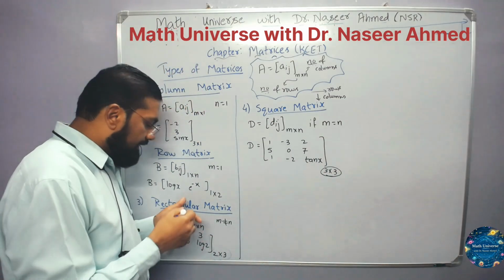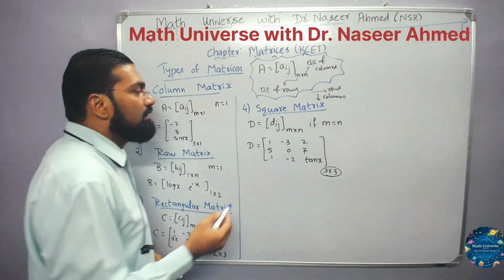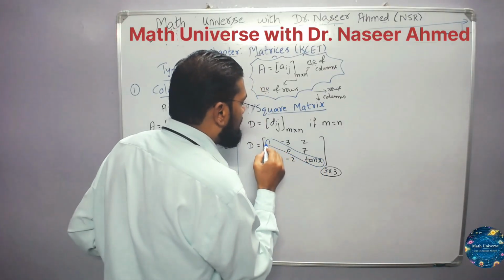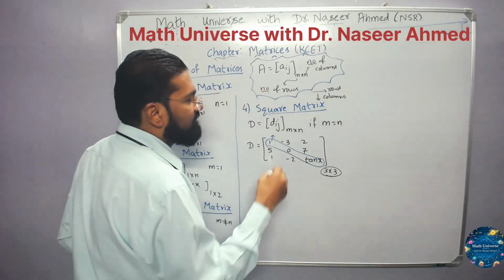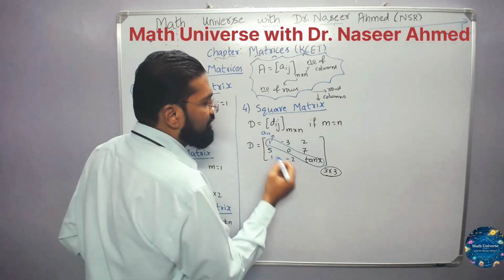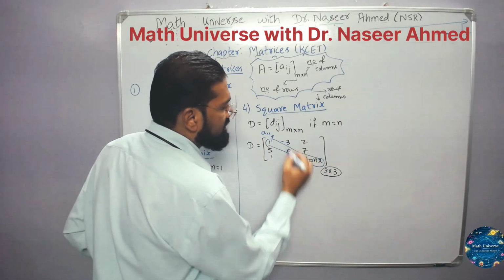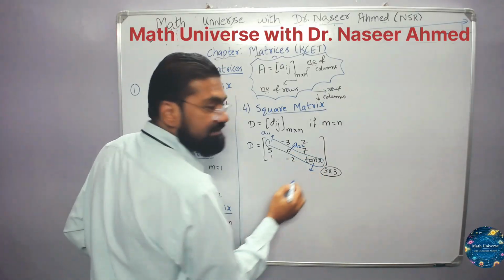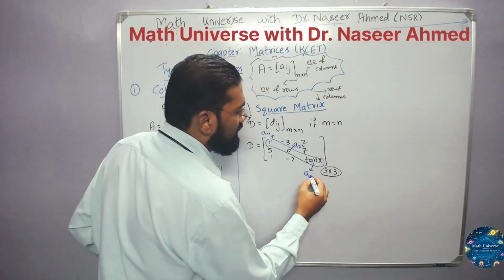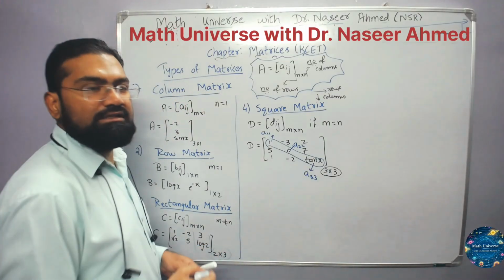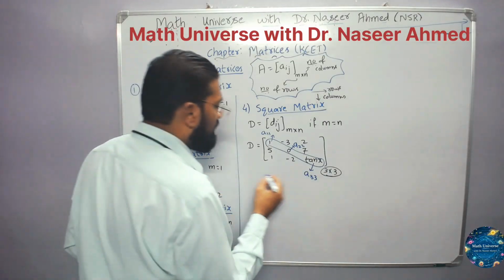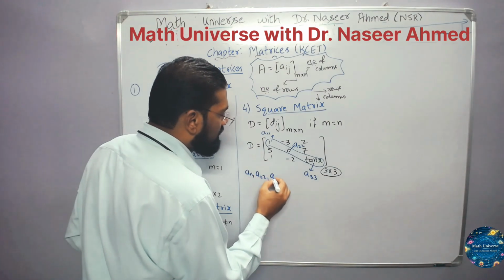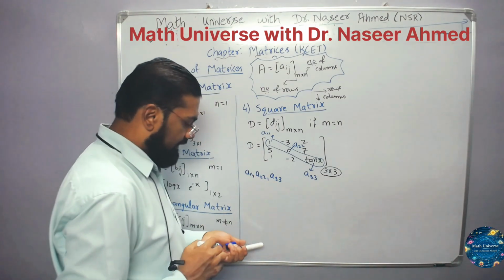And in this, some specific terms are to be noted. Just see these elements. See the location of this element. 1 is present in the first row and first column. That location is A11. This element 0 is present in the second row and second column, so the location of this is A22. And this element tan x is there in the third row and third column, A33. So these elements are called diagonal elements. The elements present in the locations A11, A22, A33 are called diagonal elements.